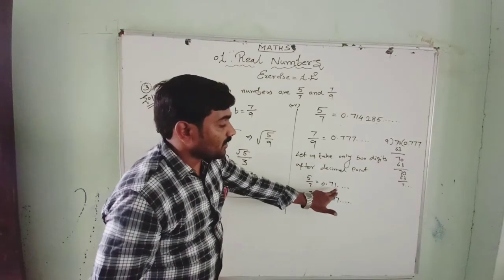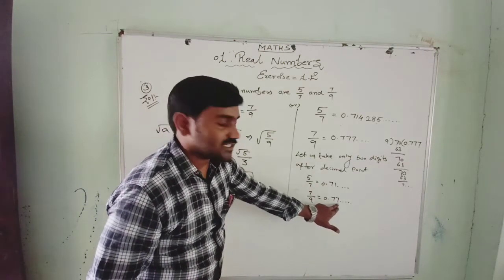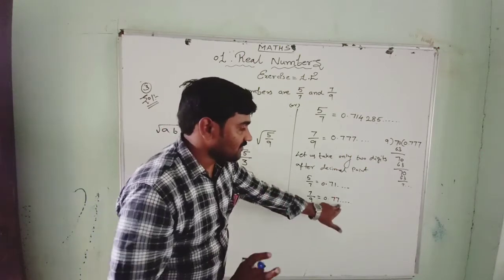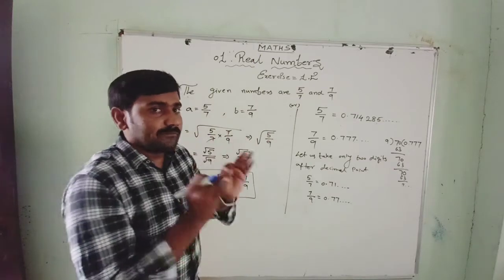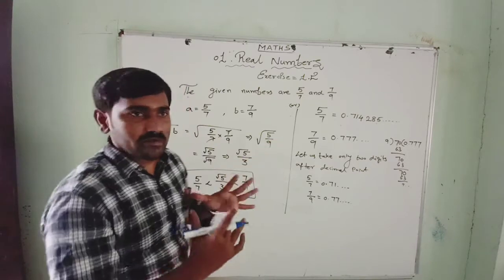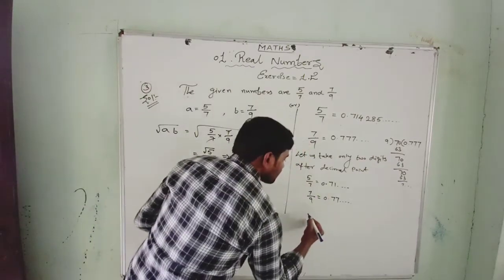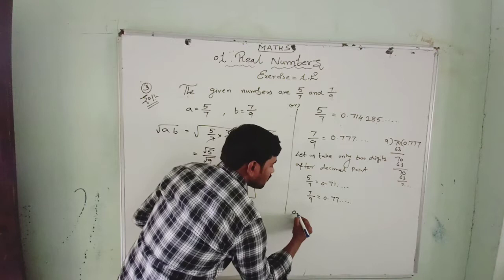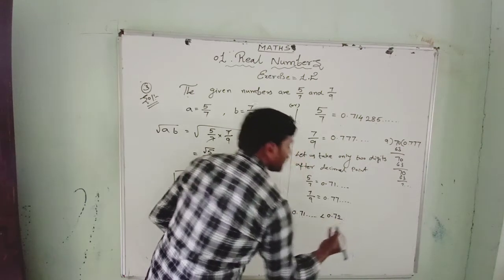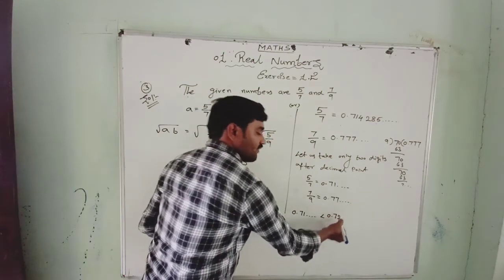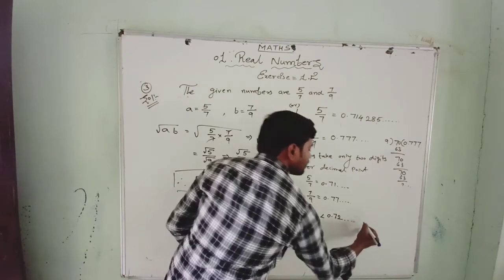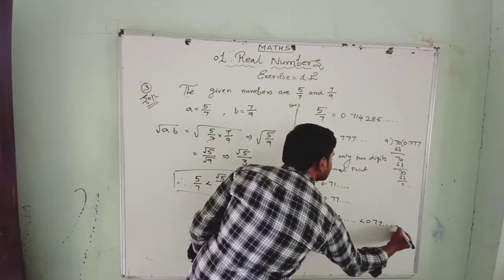5 by 7 equal to 0.71, and here 0.77. You assume it like 71 and 77. Between that, 72 will be there, 73 will be there, 74, 75. So we write that now. Here we write 0.71 and so on, which is less than 0.72. You write here, or 73, you write 74, you write 75 or 76. Any one number you write and put it like an infinite decimal, which is less than 0.77 and so on.